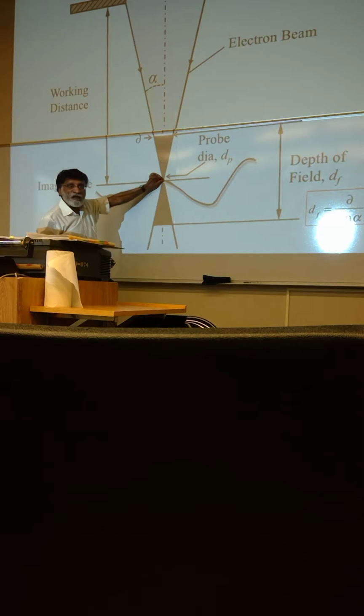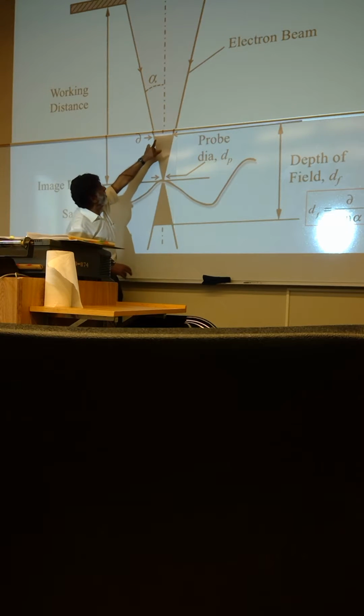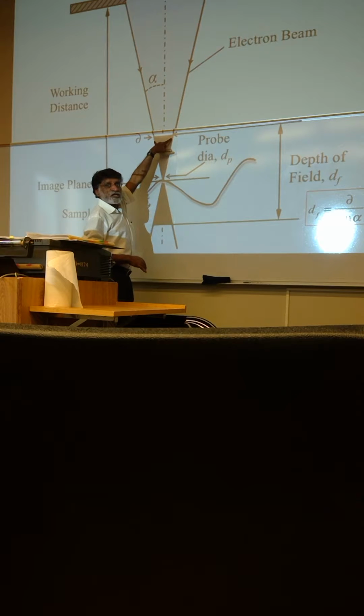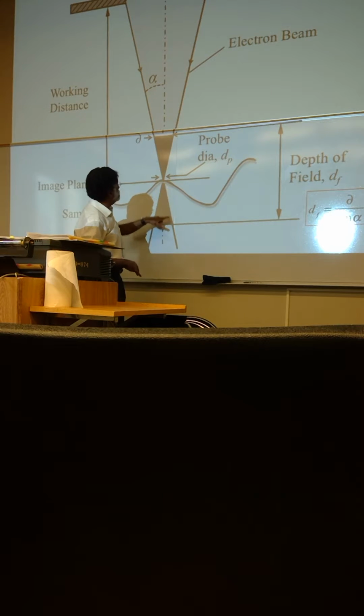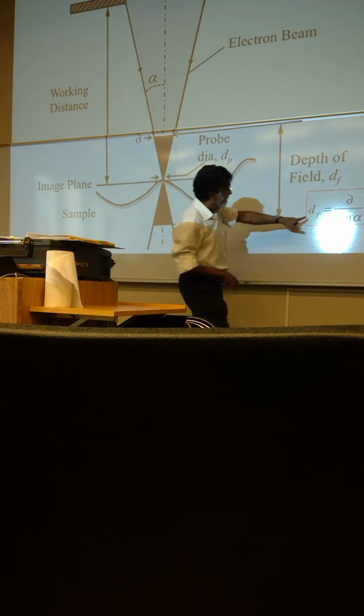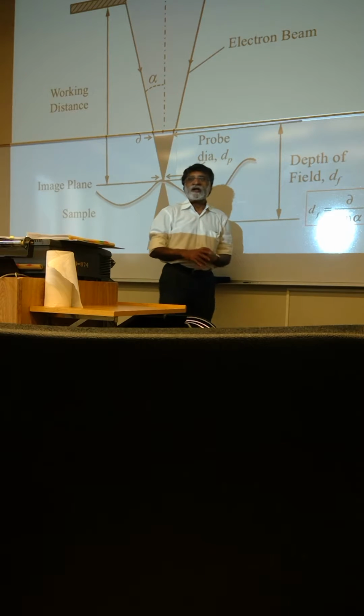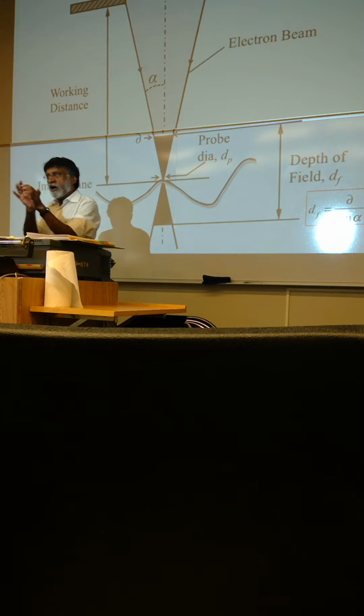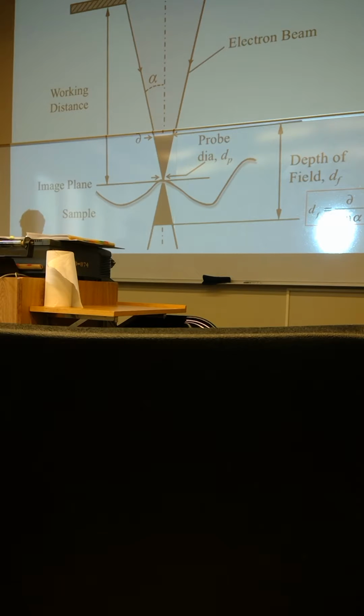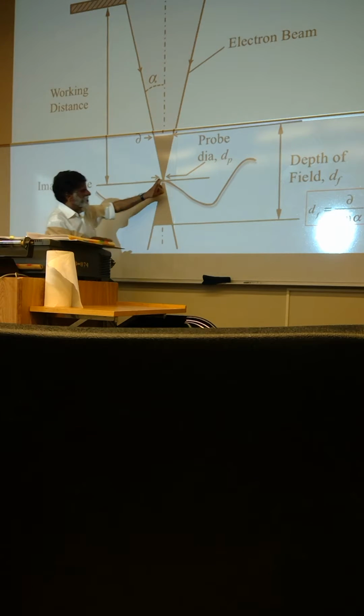Your sample moves over this distance. So here it may be a focal point, but here there is a small finite size. This thing is called the disk of confusion. And you still need to have an unblurred image over this particular distance that you move your sample. The depth of field is given by D over tan alpha. D is the disk of confusion, and this is your final probe on the surface.